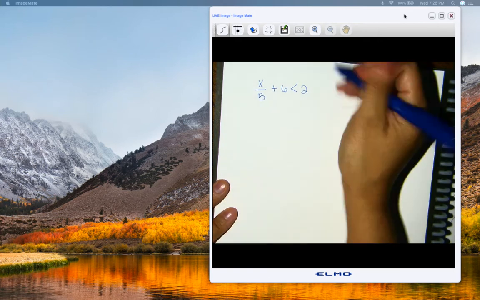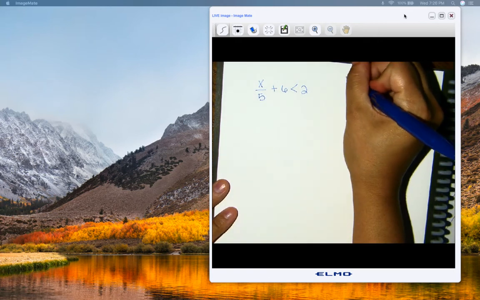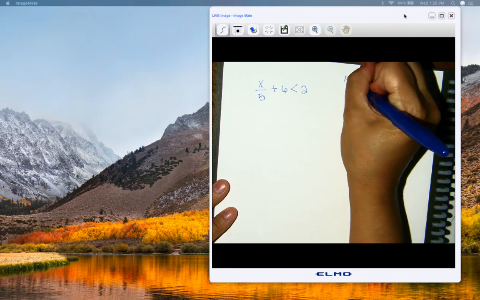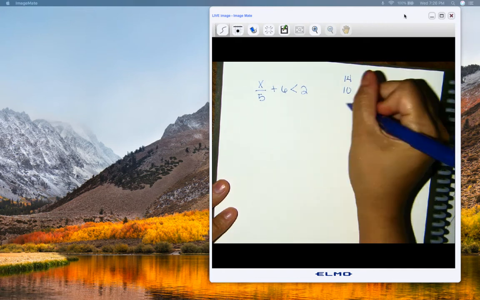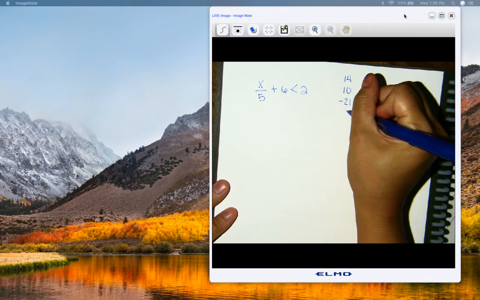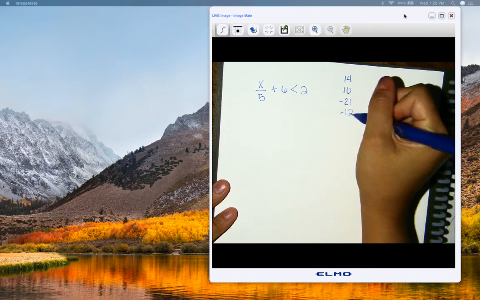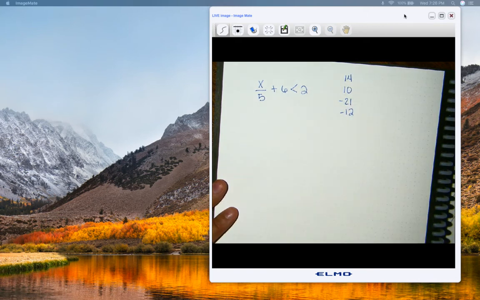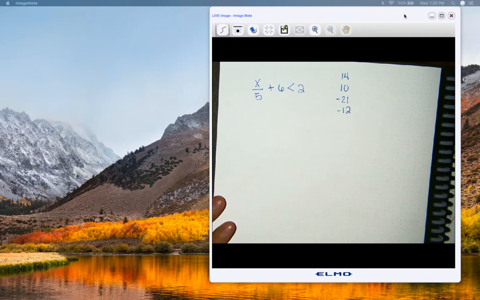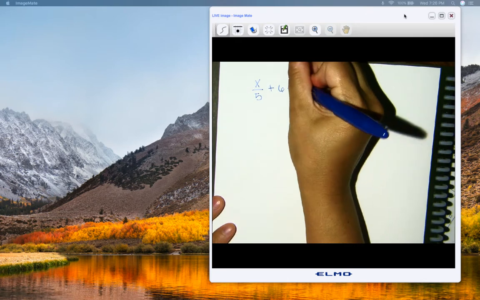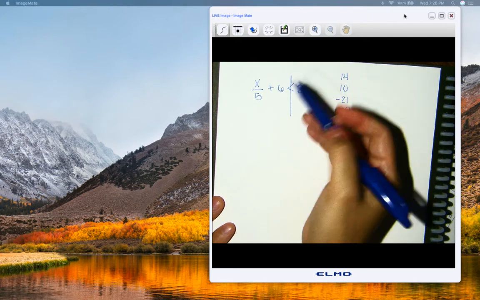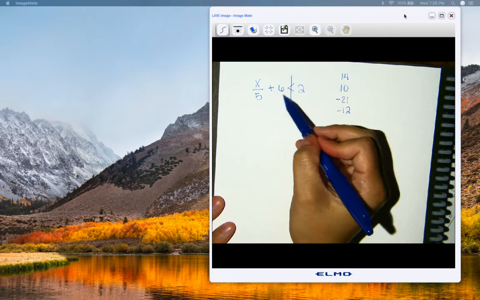And we're going to see if 14, 10, -21, and -12 work. So what you're going to do is there's a few ways you can do this actually. So the first way is you can solve. And so what I'm going to do is I'm going to put my line down the middle, and I'm first going to get rid of this plus 6.